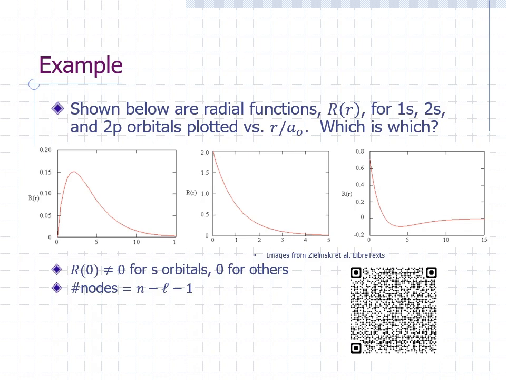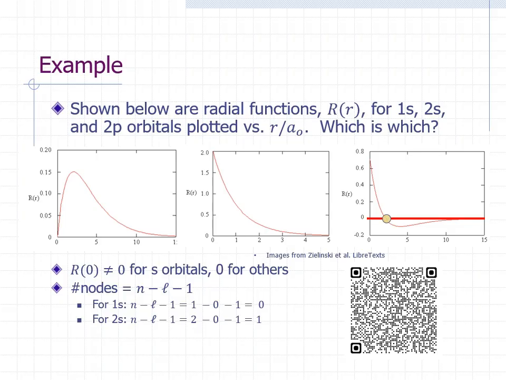For the 1s orbital, n is 1 and L is 0. The number of radial nodes is 0. This corresponds to the plot in the middle. For the 2s orbital, n is 2 and L is 0. The number of radial nodes is 1. This corresponds to the plot on the right, which has 1 radial node.